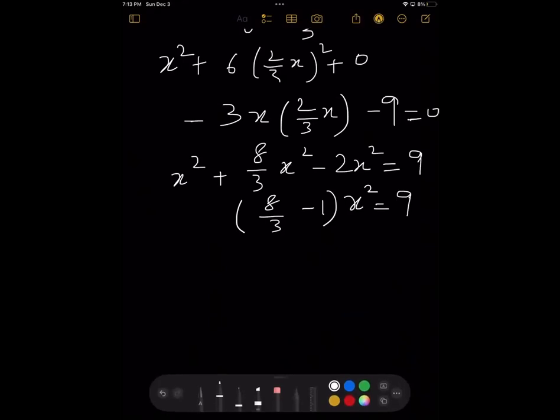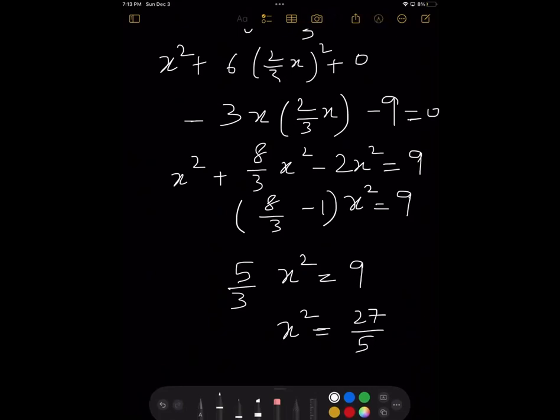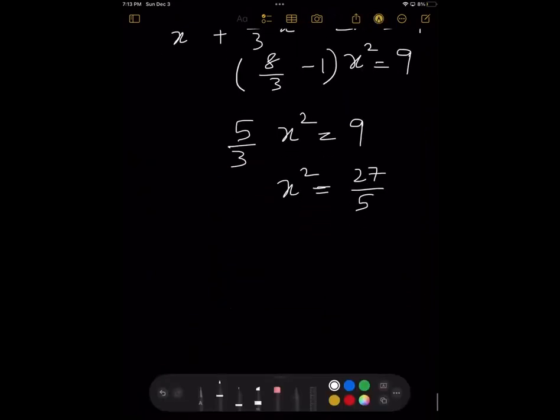This will be equal to 5 over 3 x squared equals 9. So x squared is equal to 27 over 5. So x is plus minus 3 under root 3 over 5 under root. Fine.